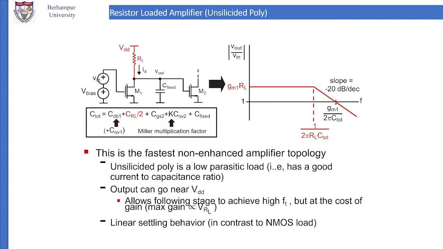Silicided poly is a low parasitic load, so parasitic effects will be minimum. Output can go near VDD, so that allows the following stages to achieve high FT, but at the cost of gain, because our maximum gain is proportional to RF. Then settling behavior is also linear in the circuit. So this is in contrast to NMOS load.